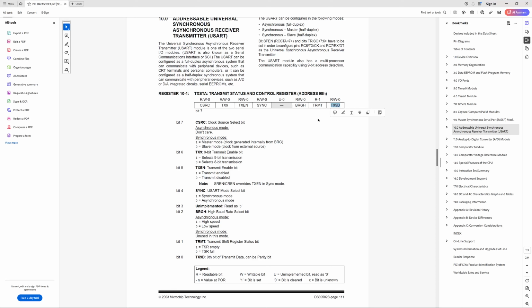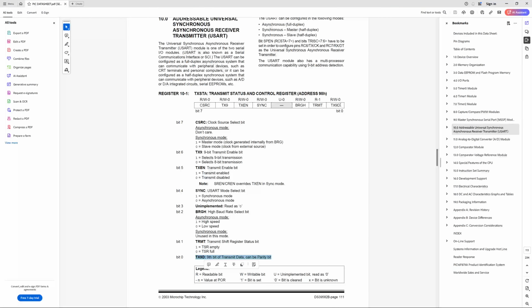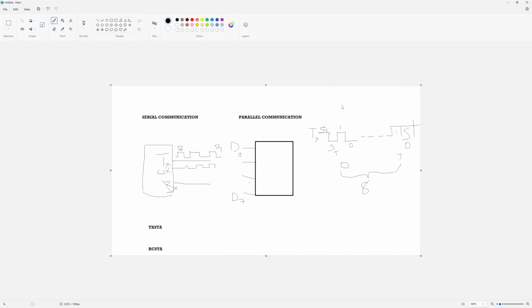TX9D, they mentioned it. It's the ninth bit of transmit data, which can be a parity bit. We are using only 8 bits, so we can ignore it. This is for some other communication scheme where a parity bit is used. So we can treat this particular bit as 0. So the TXSTA 0th bit position is 0.